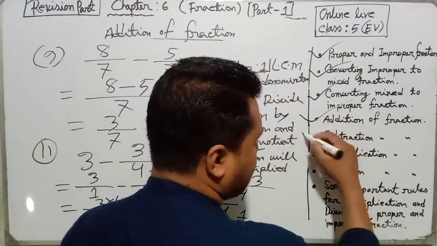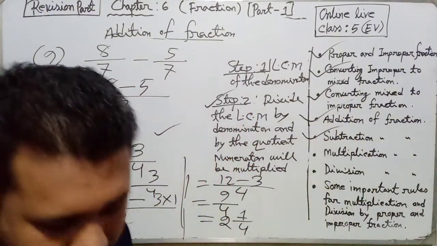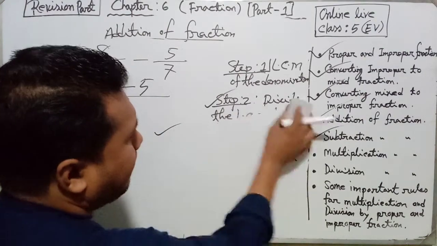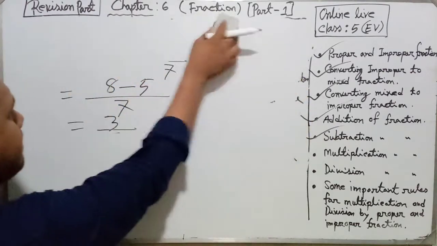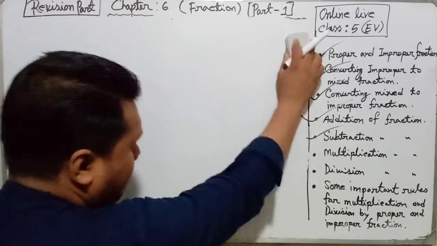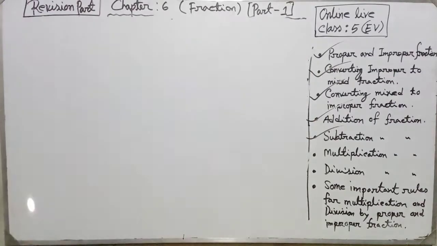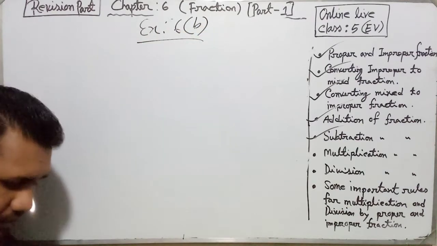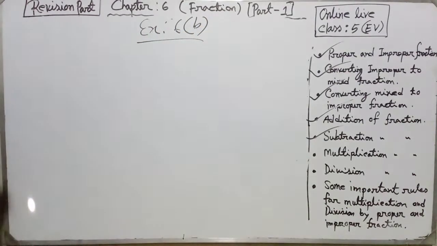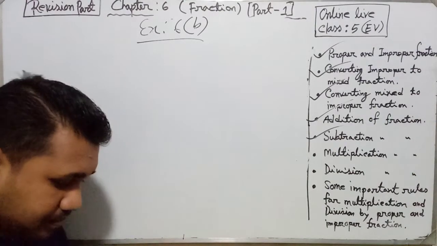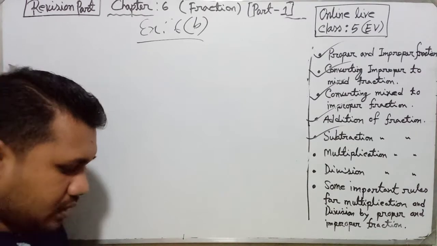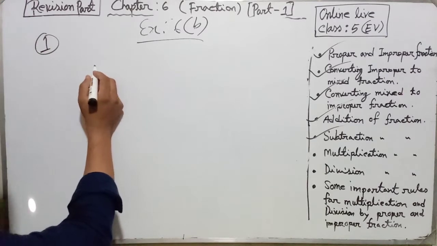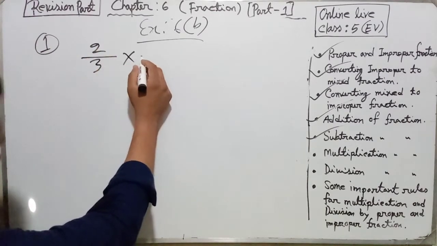So now we have shown addition and subtraction. Now, dear students, multiplication and division. Our last topics, multiplication and division. Exercise 6B. Exercise 6B will cover multiplication and division. Now, dear students, if we go to exercise 6B, suppose problem number 1: 2 by 3 into 4.